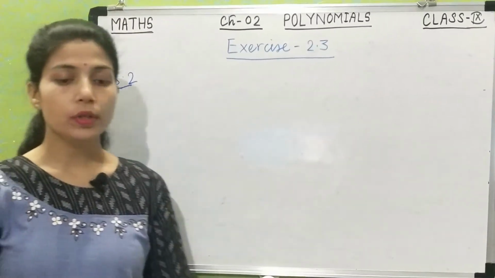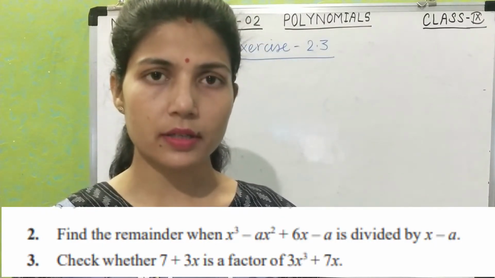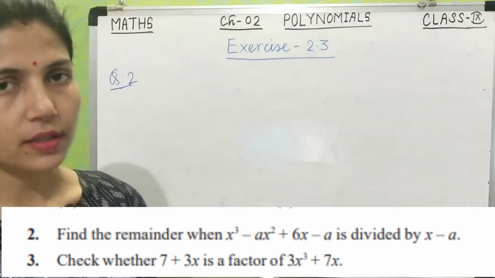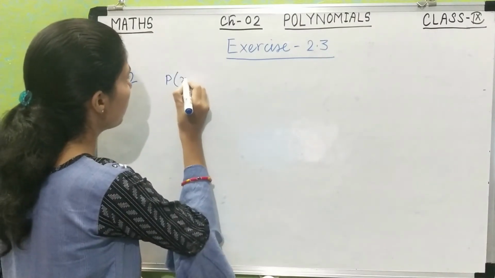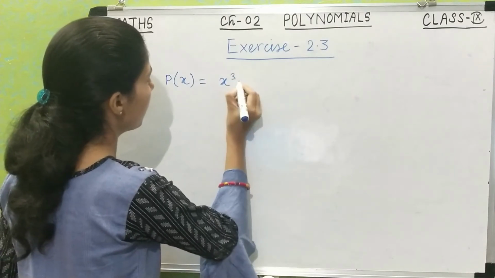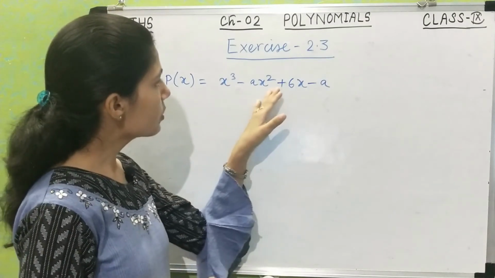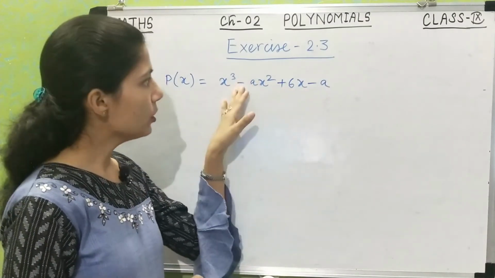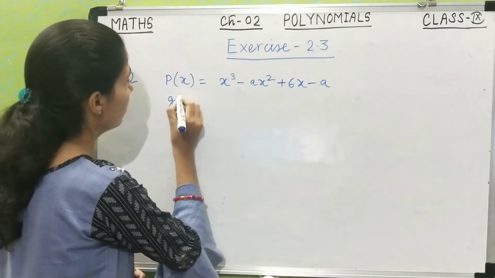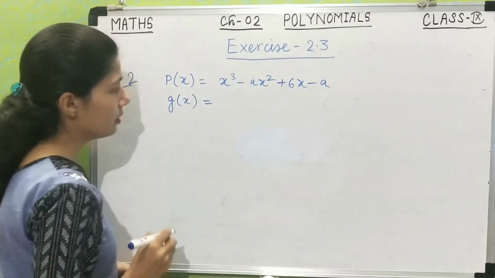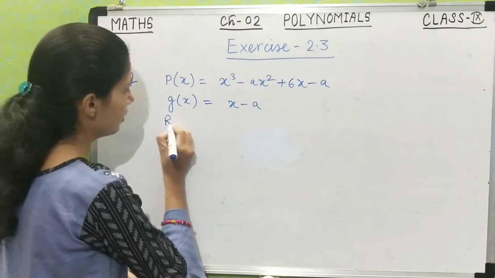Question number 2 is: find the remainder when x cube minus a x square plus 6x minus a is divided by x minus a. So you have to find the remainder here, and the given polynomial is x cube minus a x square plus 6x minus a, a polynomial of degree greater than 1. And you have to divide it by the polynomial x minus a. So you have to find the remainder here.